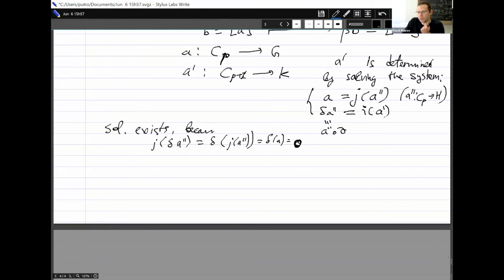Yeah, this is a part of this general story where, if you have a short exact sequence of complexes, this induces a long exact sequence of homology groups, and then this beta, in this particular case, is what is called the connecting homomorphism. Okay.